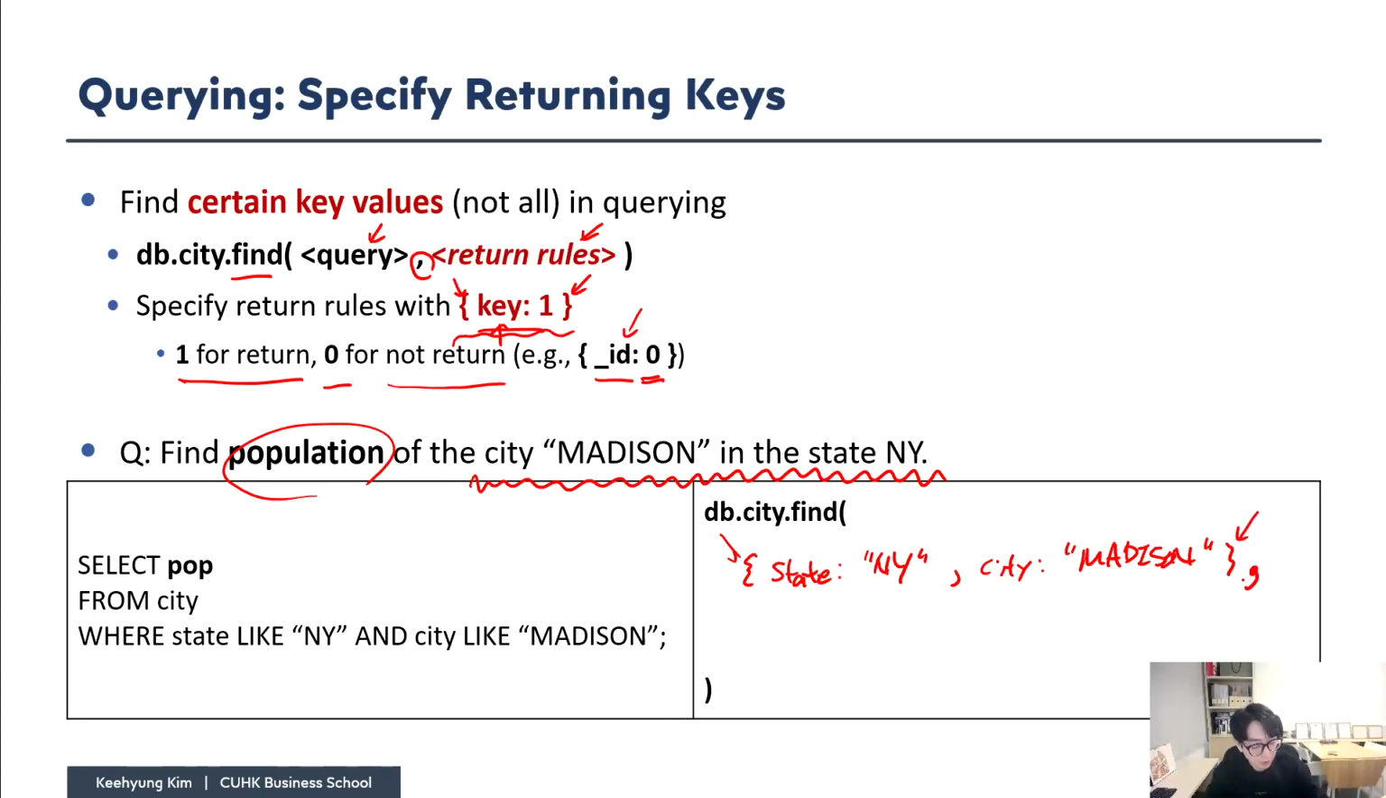After the query, put a comma, and then you specify the returning rules. The returning rule is that I want to see the population information, so population 1. However, for the ID field, I want to hide it, so ID field 0, like this. For regular fields, if you don't put 1, they will not be shown in the result. But only for the ID field, if you don't put 0, it will be shown by default. So we set it like this, and let's test it and see how it works.